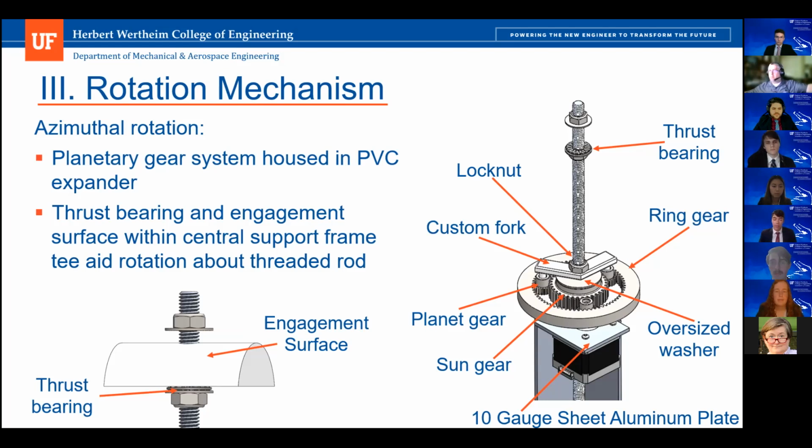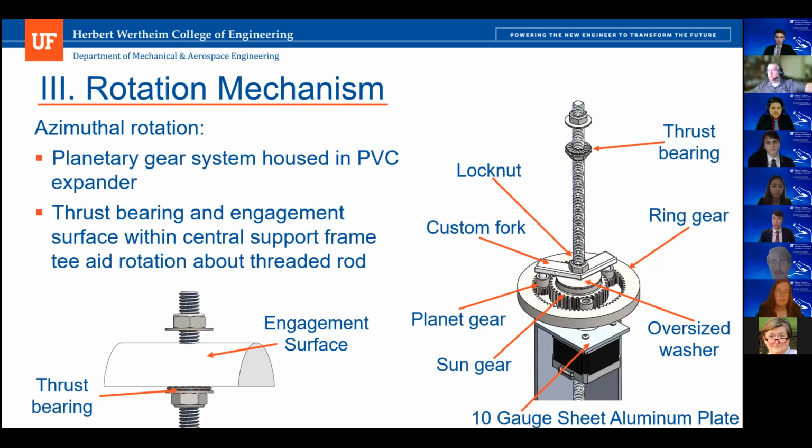This aids in the frame rotation about the threaded rod, reducing friction and stresses present. In previous iterations, the thrust bearing engaged directly with the interior surface of the PVC, but now our engagement surface decreases the torque required to turn the support frame and preserve the longevity of the subsystem.